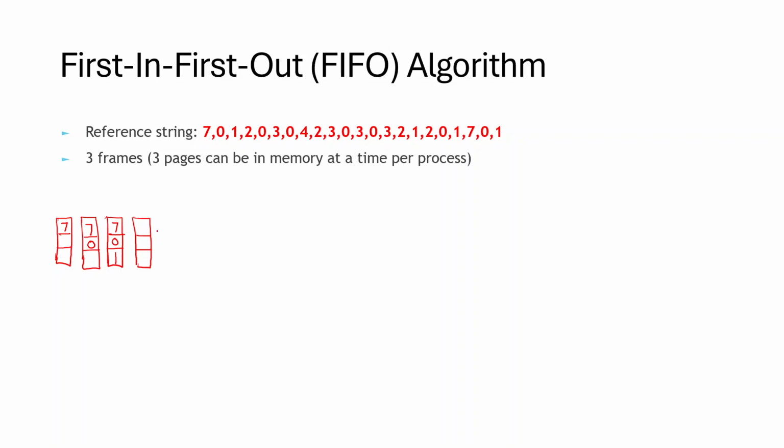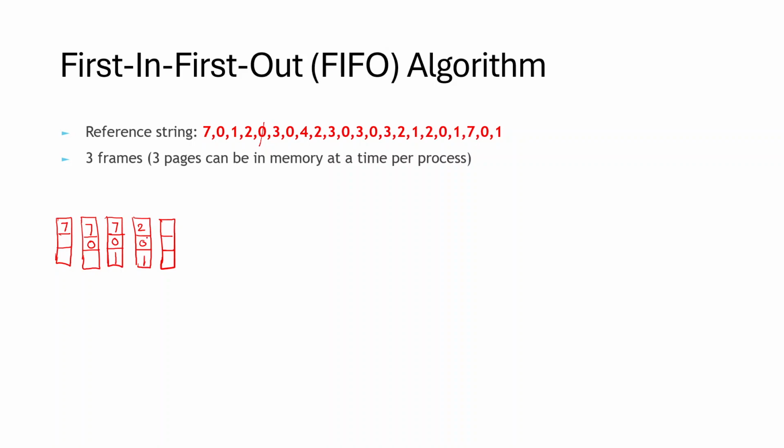Now the processor needs page 2. Page 2 is not available in the main memory, so there is a page fault. At the same time, the main memory is also full, so we need to replace one of these pages to keep this page in memory. As per first in first out, page 7 came first, so it needs to be replaced. So 7 is replaced by 2, giving 2 0 1. Next, page 0 comes. Page 0 is already there in the main memory, so there is no page fault. Next page 3 comes.